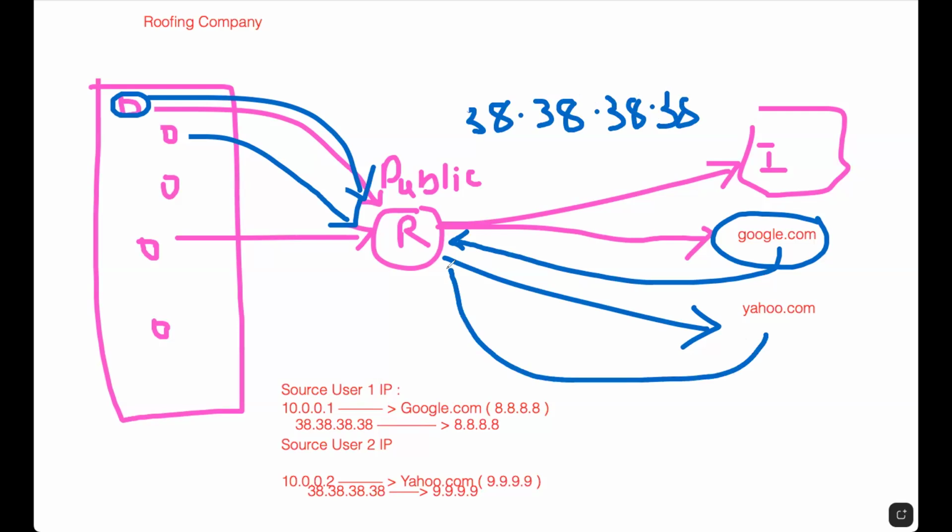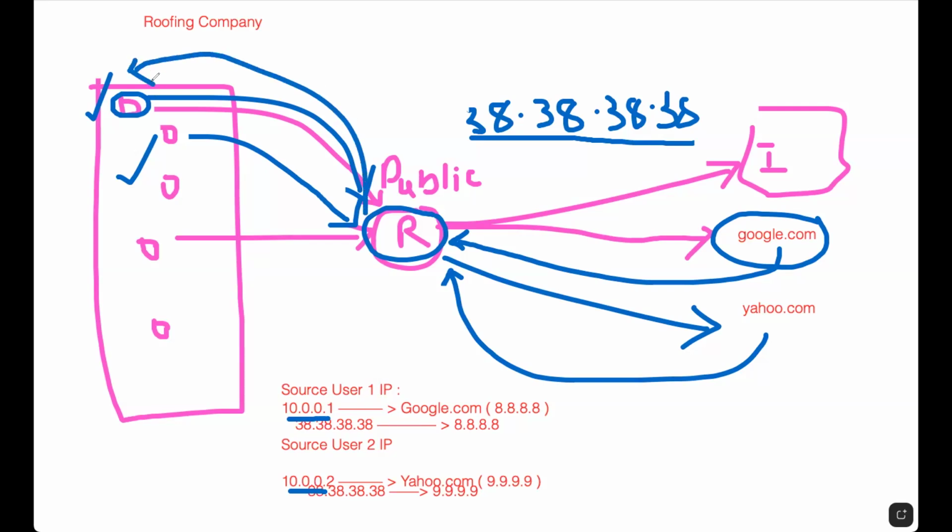Yahoo.com is also replying back to 38.38.38.38. Now, how does the router know who is trying to go to Google and who is trying to go to Yahoo? Based on the source IP, it knows that it got the request from 10.0.0.1, so the response will point back to that source IP. If the IP address is 10.0.0.2, the router will point back the response to that one. So this is okay when they are trying to go to different destinations.